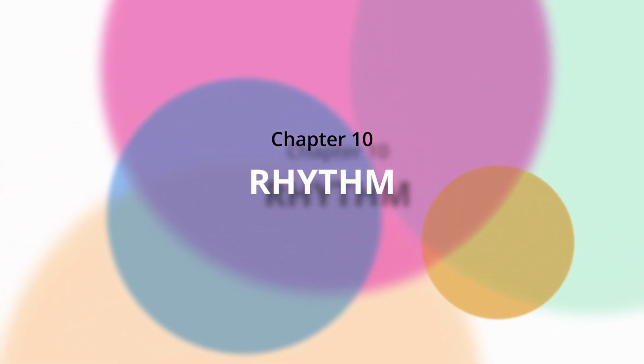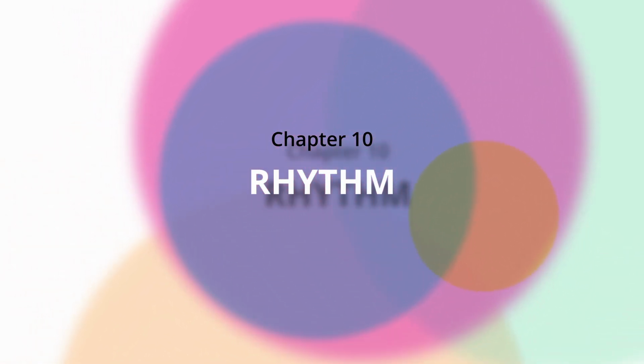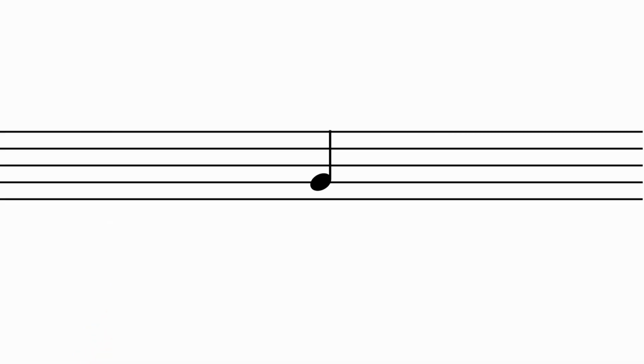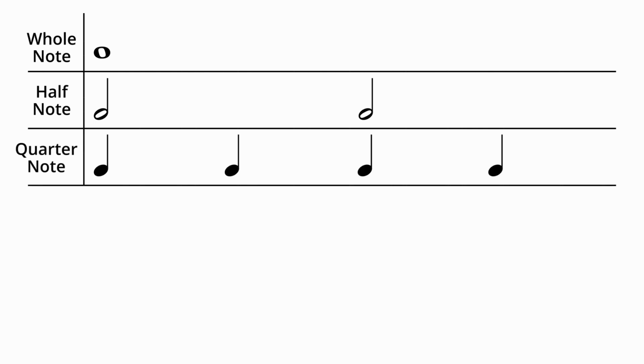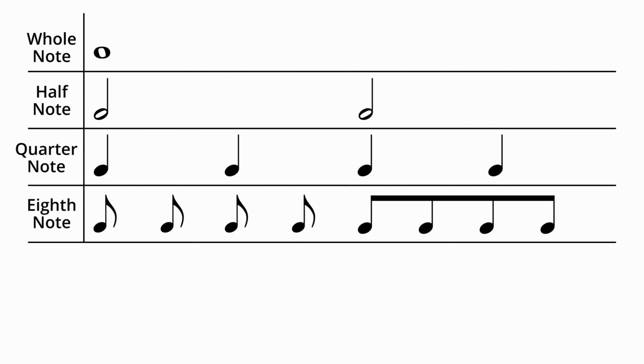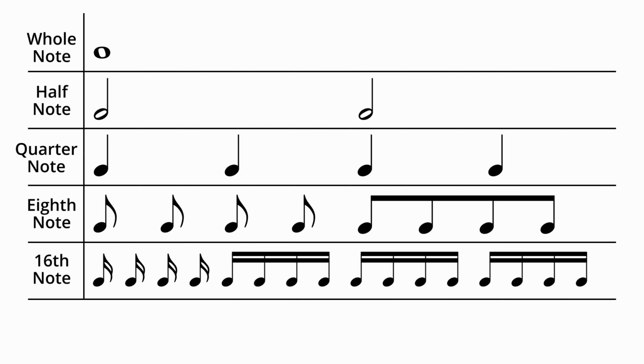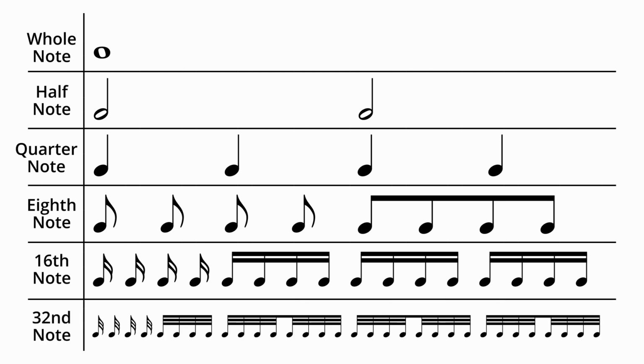Music takes place in the dimension of time, so we need to be able to define not only the pitch, but also the duration of each note. For this purpose, we use different note symbols that indicate their length. This is a whole note. It can be split into 2 half notes, 4 quarter notes, 8 eighth notes, 16 16th notes, and so on.